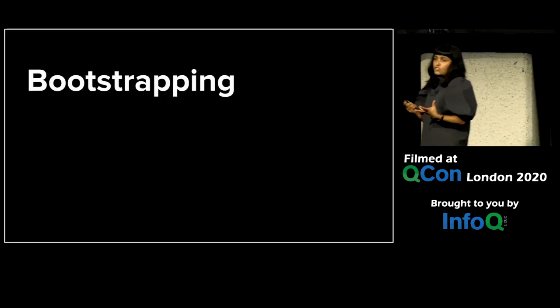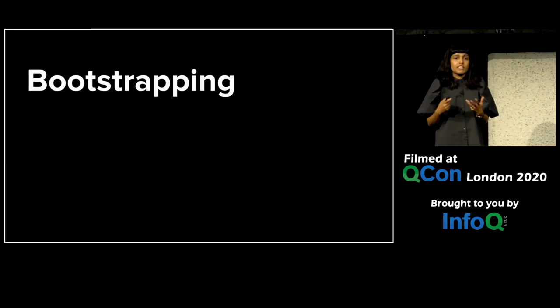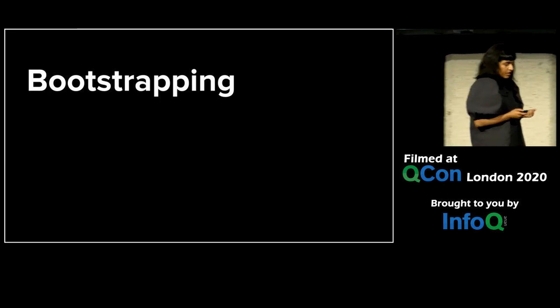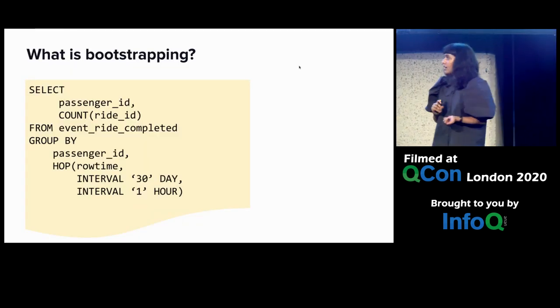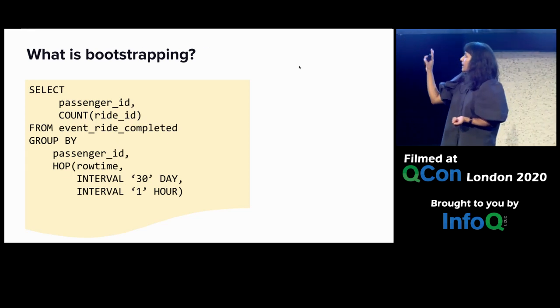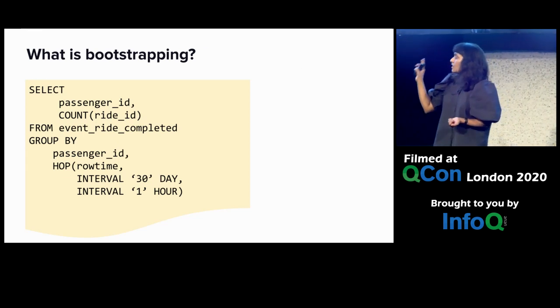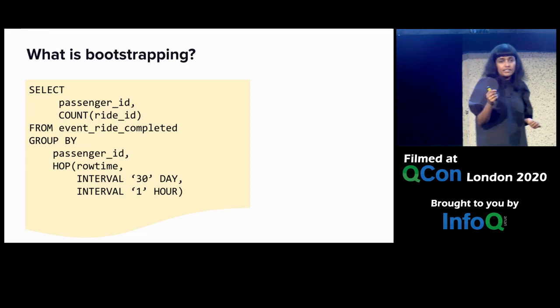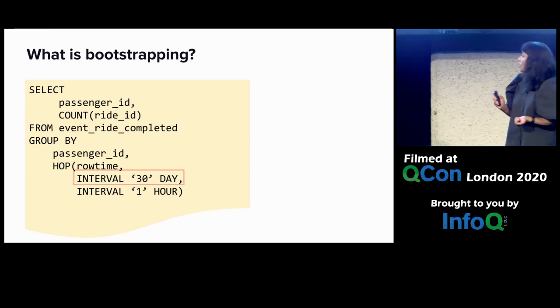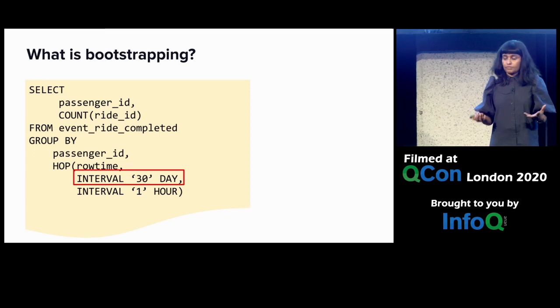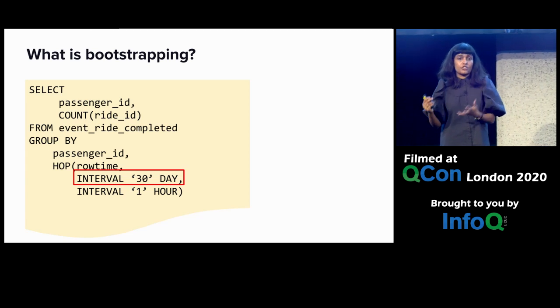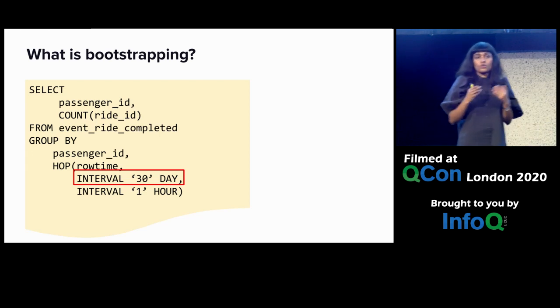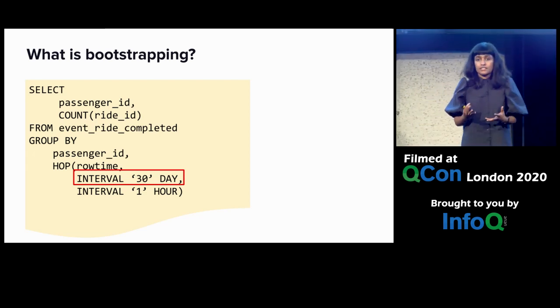Now let's talk about bootstrapping. This was another big problem that we spent a lot of time trying to solve. So first, let's understand what bootstrapping is. Let's look at this simple program. Here we want to count the number of rides a person took over a 30-day period. The point to note here is this is a streaming application which is reading streaming data, and it wants to count the number of rides over 30 days.